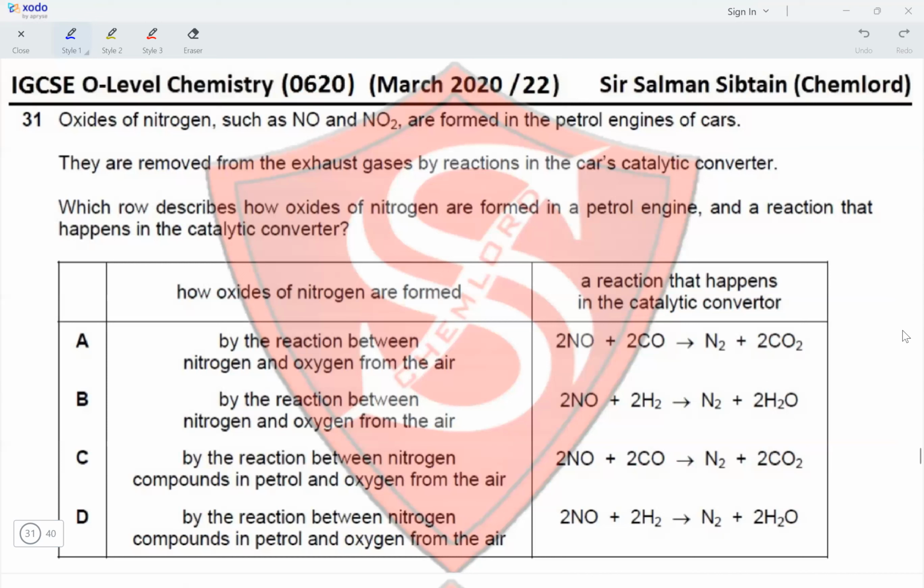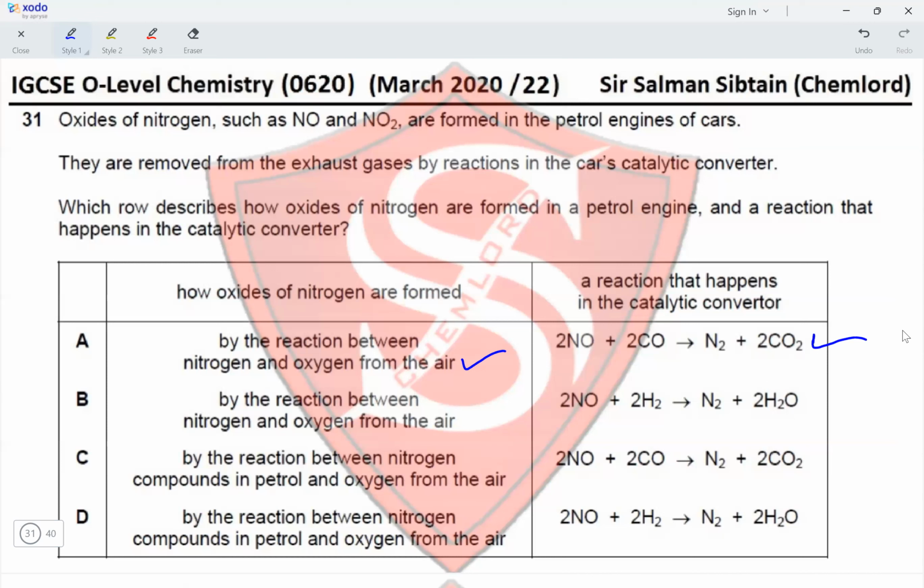By the reaction between nitrogen and oxygen from air? Yes, that is how oxides of nitrogen are formed. And a reaction that happens in the catalytic converter: nitrogen monoxide reacts with carbon monoxide producing nitrogen and carbon dioxide. Yes, this is correct. This reaction does happen in a catalytic converter. So option A is the correct option.